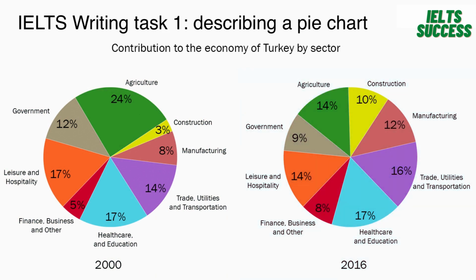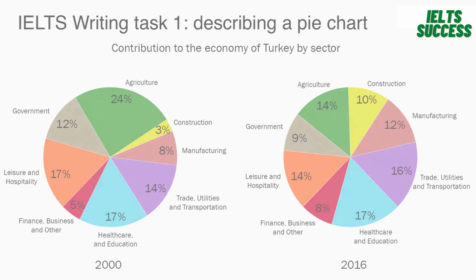Each of these two pie charts shows many economic sectors, namely agriculture, construction, manufacturing, trade, utilities and transportation, healthcare and education, finance, business and other services, leisure and hospitality, government. So, these are our pie charts. And when you get familiar with your pie charts, you can start writing the answer.